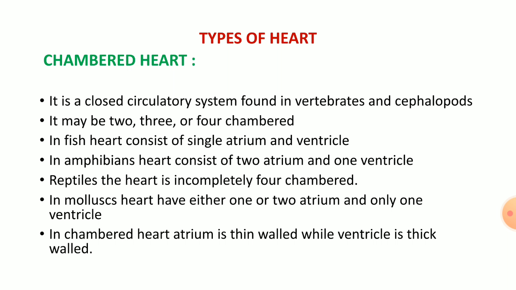For example, frog. In reptiles, the heart is incompletely 4-chambered. The reptiles have a 4-chambered heart, but it is incomplete. In mollusks, the heart has either 1 or 2 atria and only 1 ventricle. In chambered heart, the atrium is thin-walled while the ventricle is thick-walled.